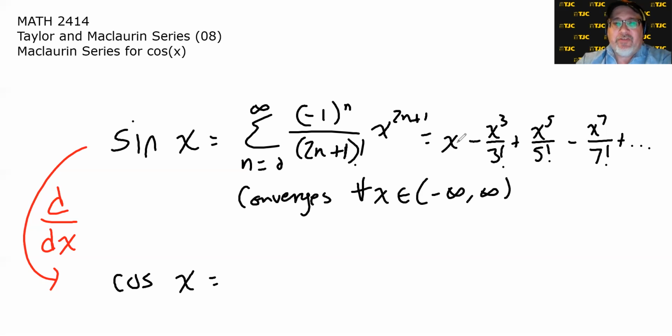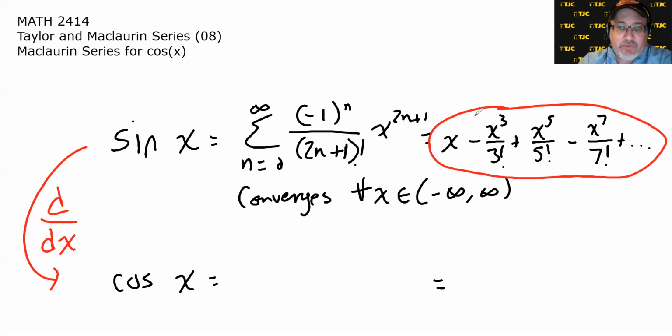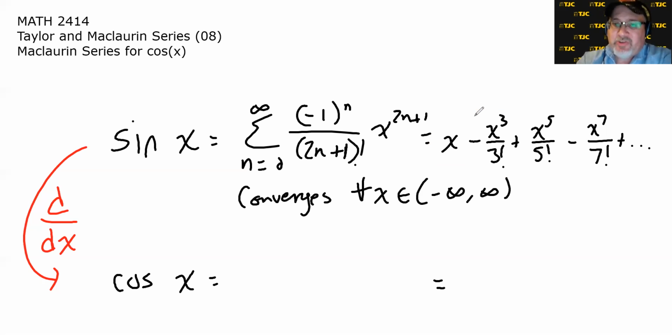So when we take the derivative of the series, it's not going to change the interval of convergence, and there are no endpoints to check because this interval is infinite on both sides. So all we have to do is take the derivative of our series for sine, and we get our series for cosine. Let's start on the right side and just do regular old differentiation, the derivative of each of these terms. Well, the derivative of the first term is easy. The derivative of x is just 1.